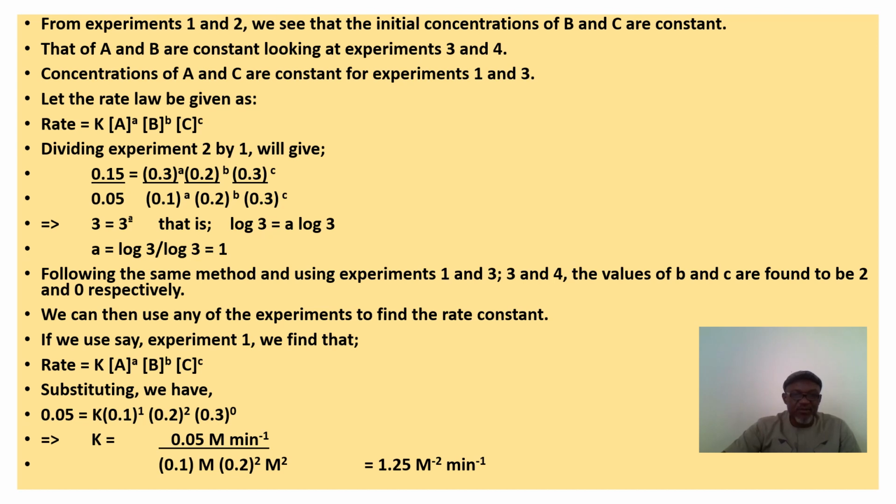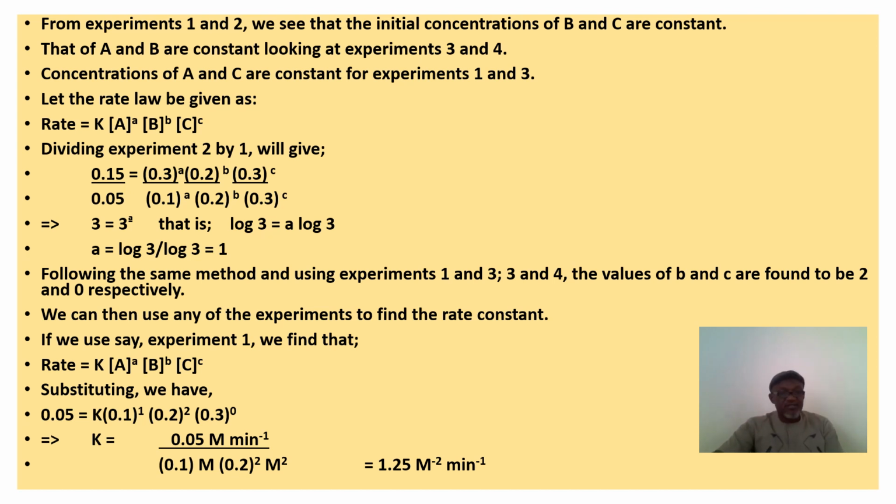So we're using experiment 1 here. The initial rate is 0.05. The concentration for A is 0.1, for B is 0.2, and for C is 0.3. Remember, we have values of small a as 1, small b as 2, and small c as 0. So we substitute, make k the subject, and divide, and we have 1.25. So this gives us the rate constant.